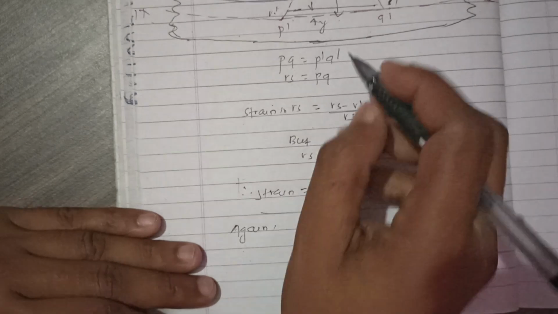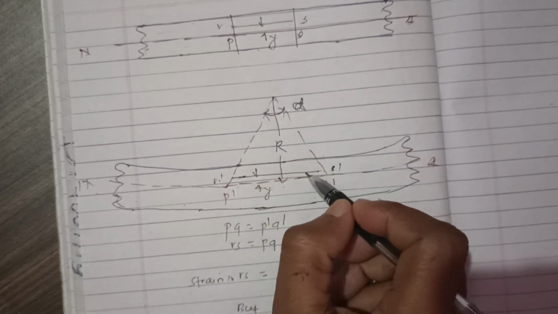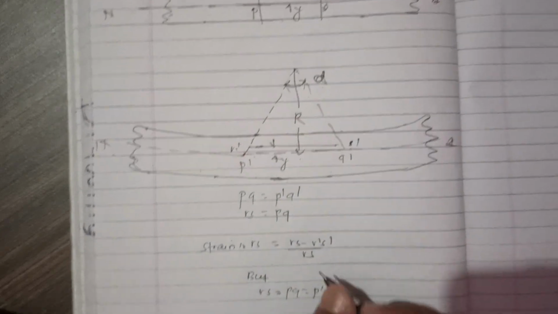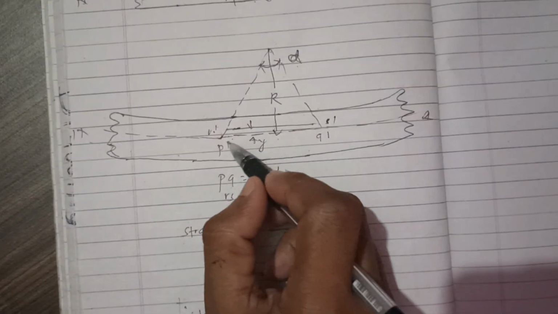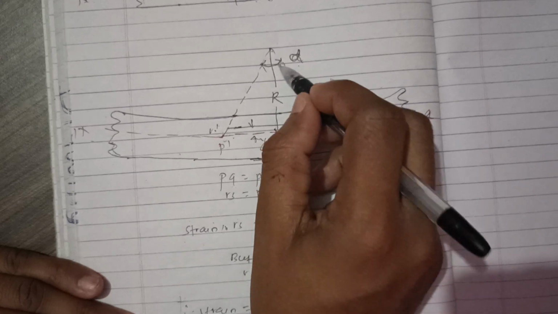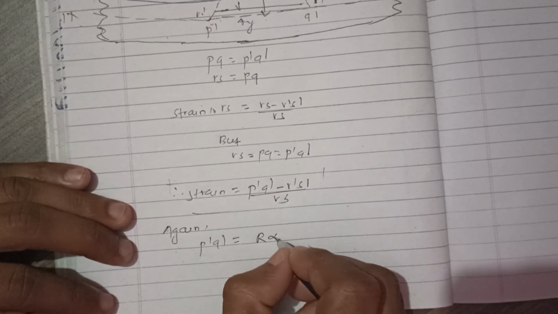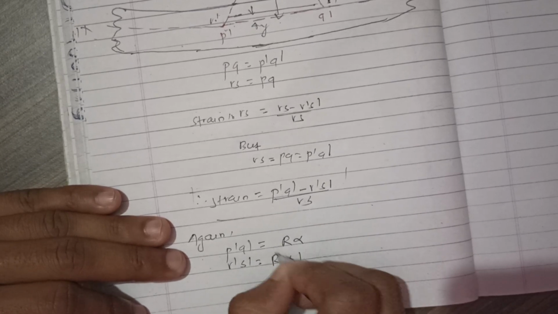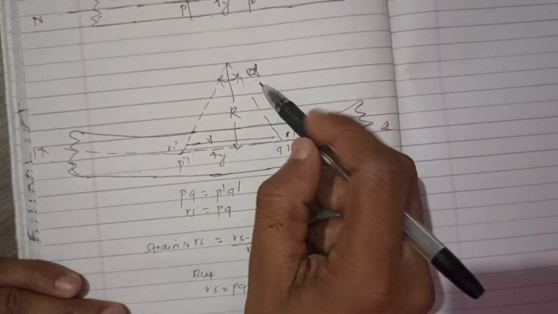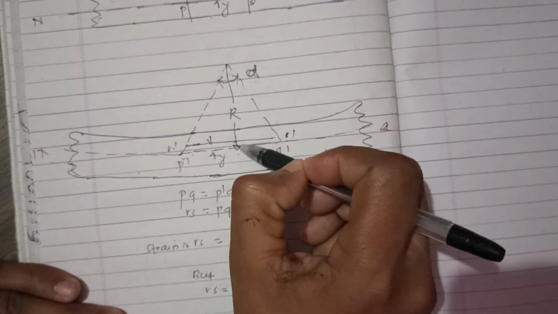Now, this is the radius of curvature r when the load is applied, and the angle subtended by these layers is alpha. So P dash Q dash is equal to r times alpha. This is a basic formula that we have studied in mathematics. Similarly, R dash S dash is equal to (r minus y) times alpha, because the distance from this layer to here is the total r minus y.